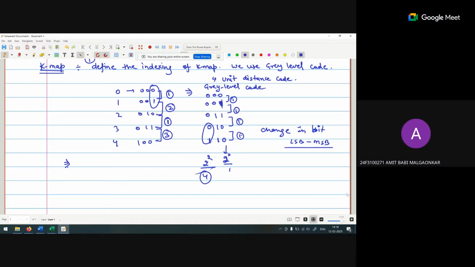So given a sequence, if any one bit changes, any one bit can change in that particular sequence. Okay, sir. Thank you. And for this one, we calculate the gray code also for that one.